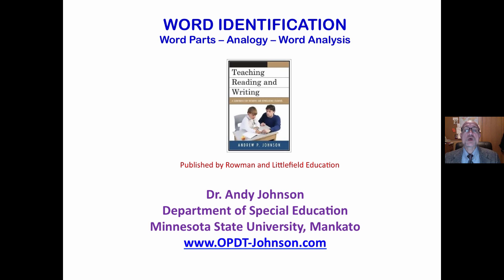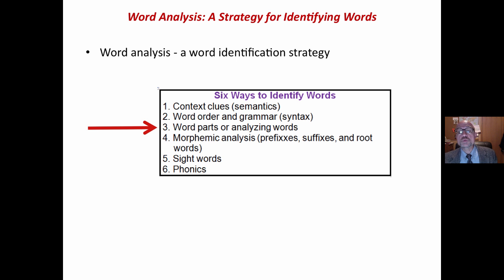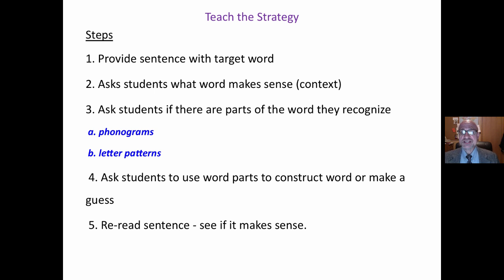We are looking at one word identification strategy. Word parts, sometimes known as analogy, sometimes known as word analysis. And you can see the 6 ways to identify words right here. Word parts is one of 6 ways. Here are the steps for teaching the strategy so that students are able to do this.